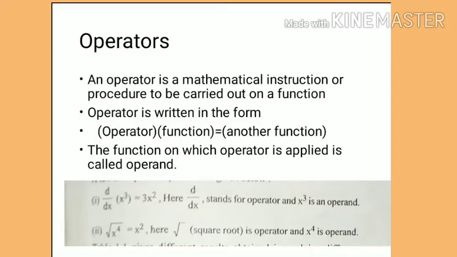And when an operation is carried out on the function, we get another function. The function on which the operator is applied is called the operand. So here are the examples.